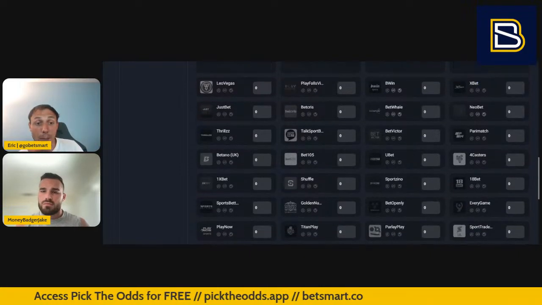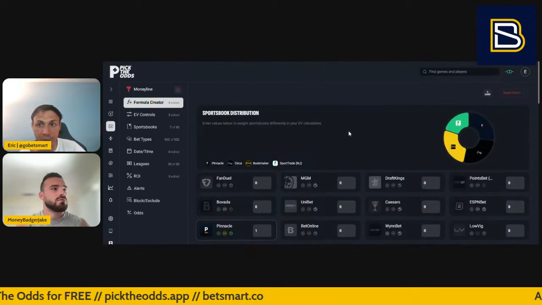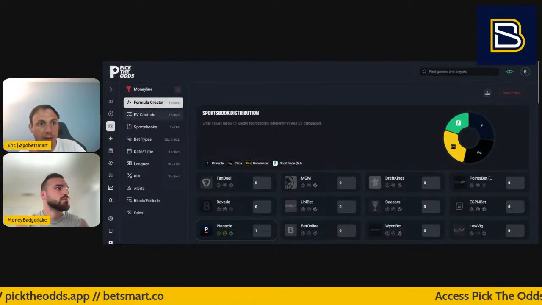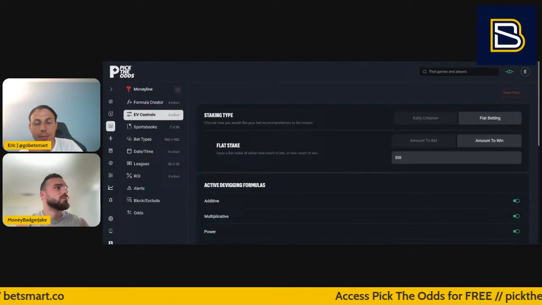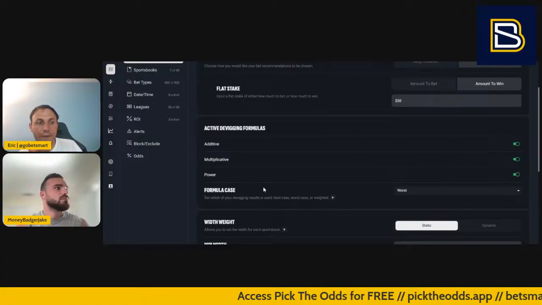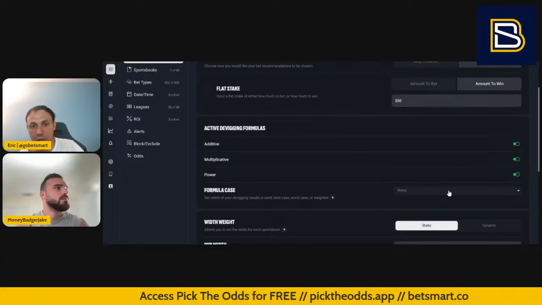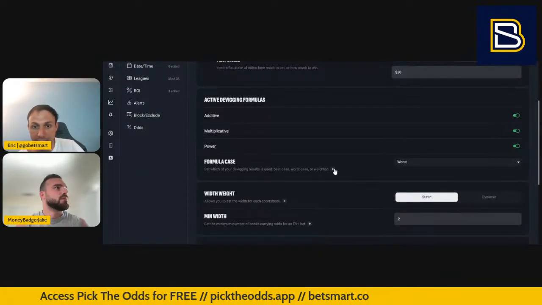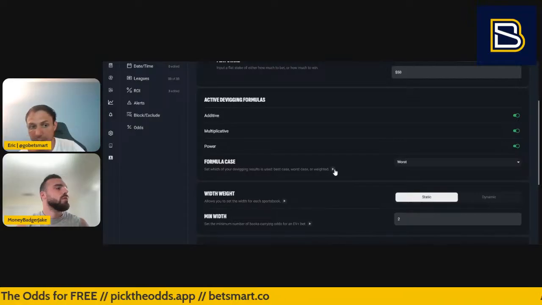I'll gladly make this better for myself as well as you guys. But this is my distribution for money lines. For my EV controls, again, I've kept everything to 50%. For my formula case, I'm keeping it as worst case just for safekeeping there. Pick the odds. Again, this will be a video explaining it because they're absolutely amazing.